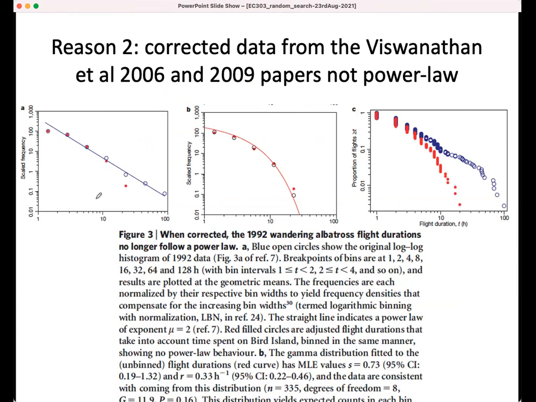So this was the original data. This is the data after correction, and you can see it is now really bending. Those large flights are now totally removed.